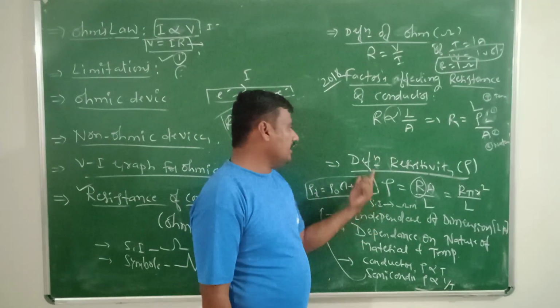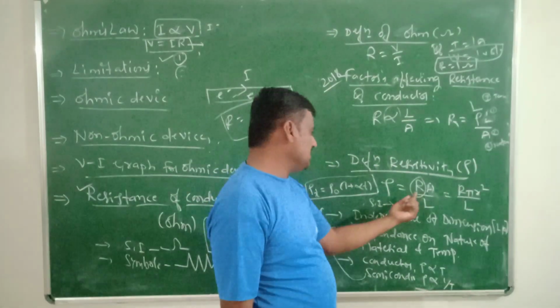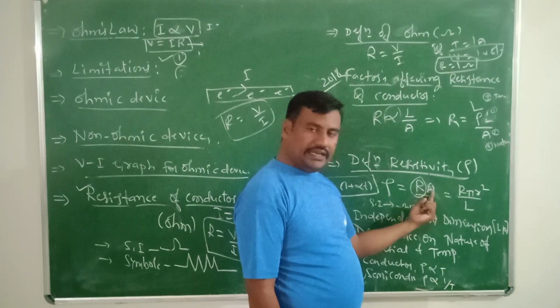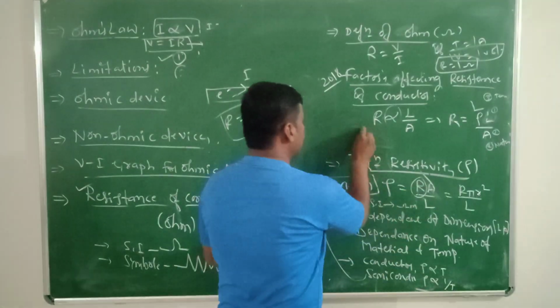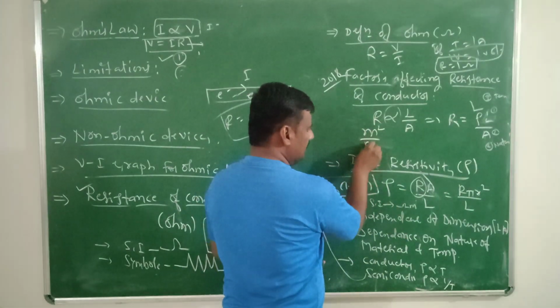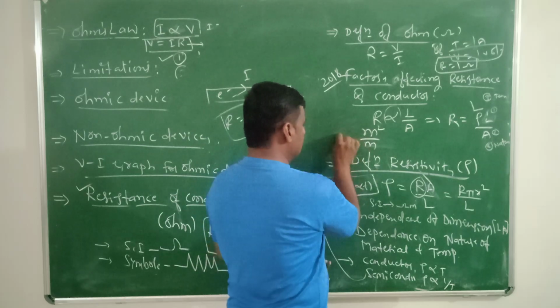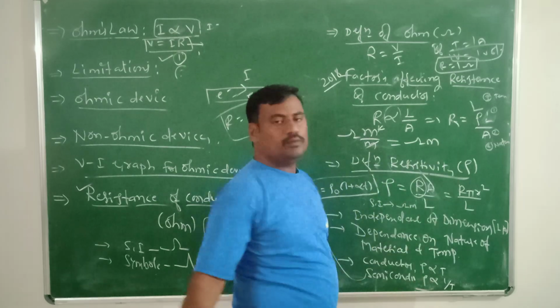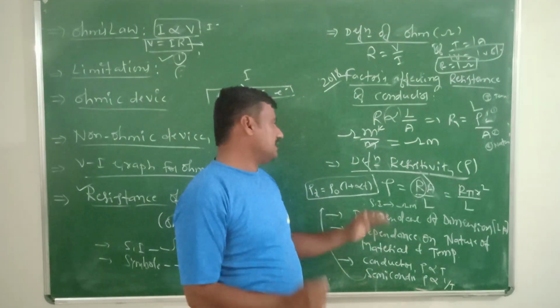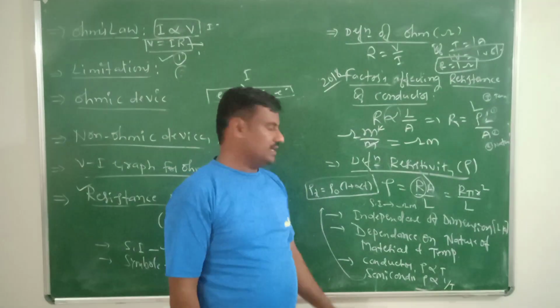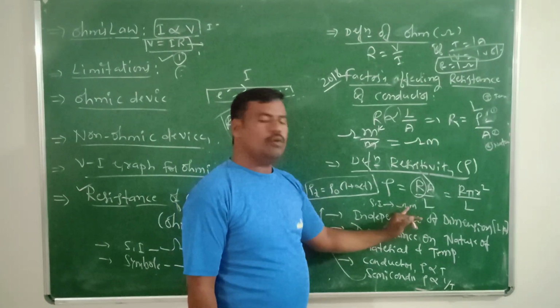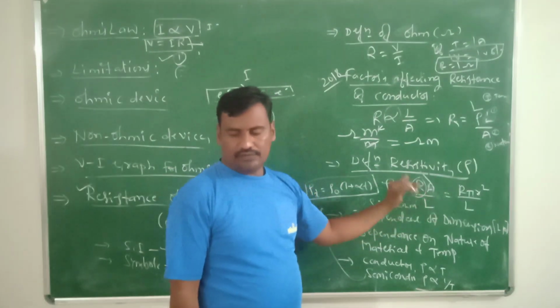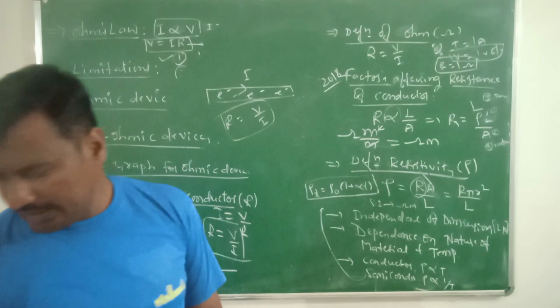Now SI unit of resistivity. See, SI unit of area is meter square, SI unit of length is meter, and SI unit of resistance is ohm. One meter gets cancelled, and this becomes ohm meter. Okay, this is the SI unit of resistivity. SI unit of resistivity is ohm meter.